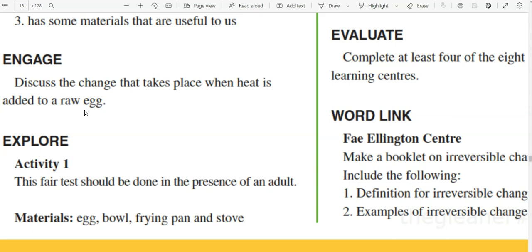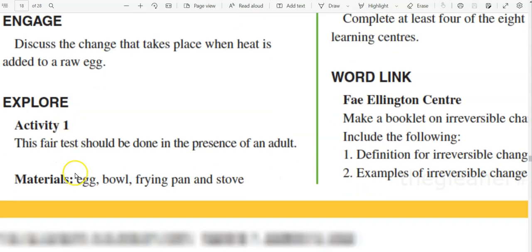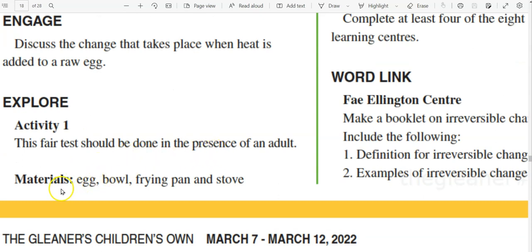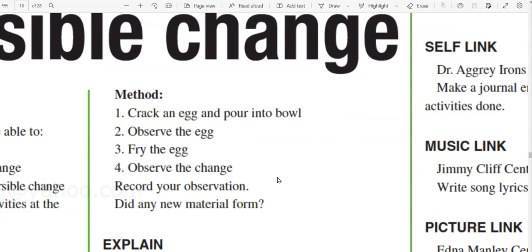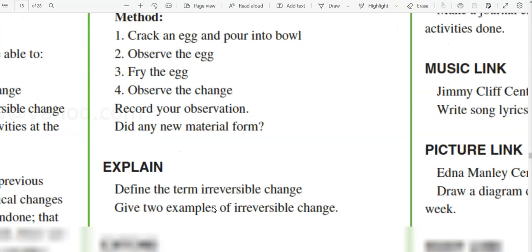Okay? Is there anything that I could do to the egg to get it back to its previous state? No. Let's look at the explorer. This fair test was done in the presence of an adult. Here are the materials needed: an egg, a bowl, a frying pan, and a stove. Here's the method. Crack an egg and pour it into a bowl. Observe the egg. Fry the egg and then observe the changes. Record your observation. Did any new material form? Still an egg, but totally in a different form. Okay?